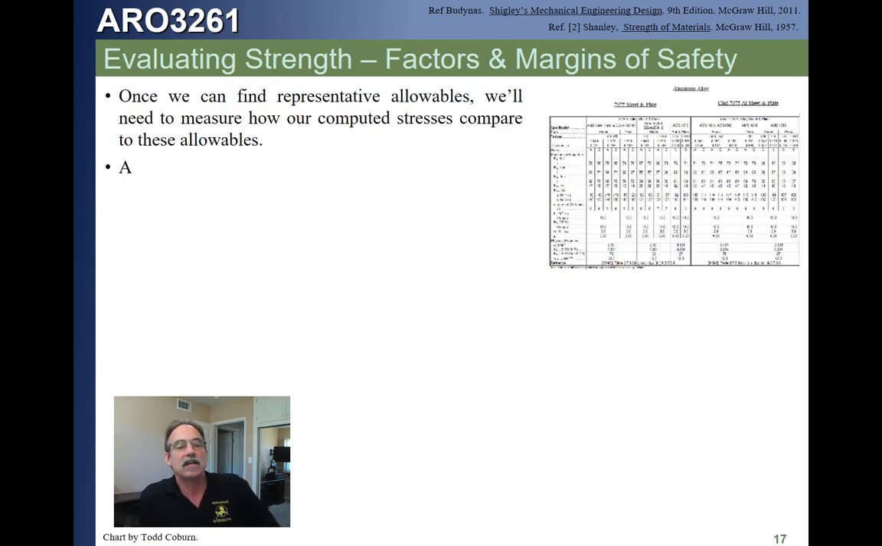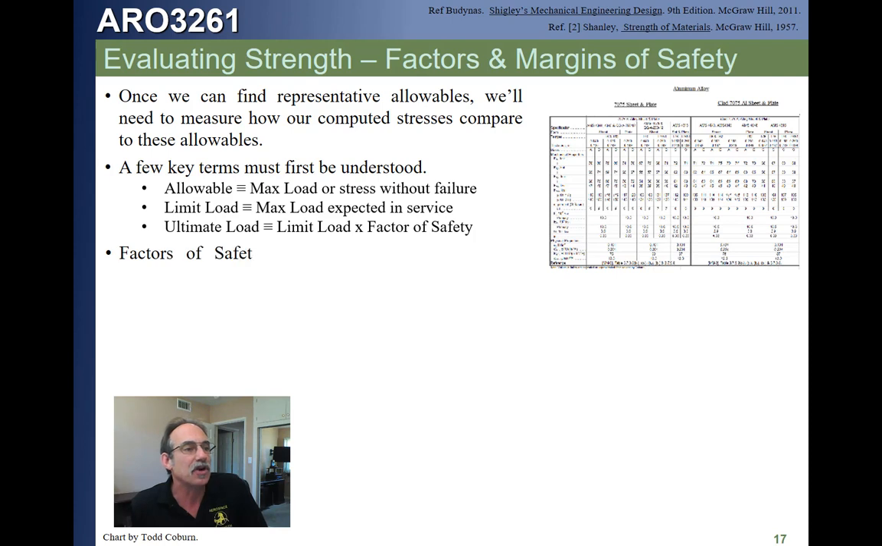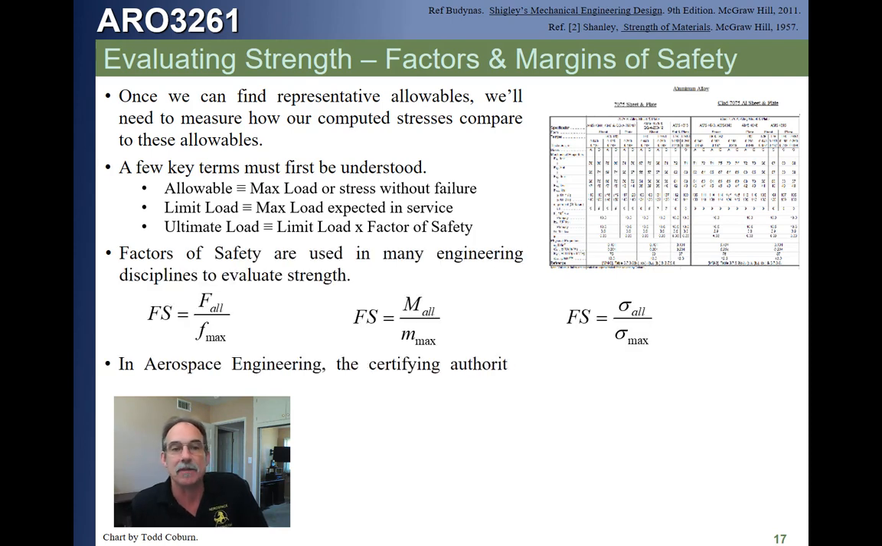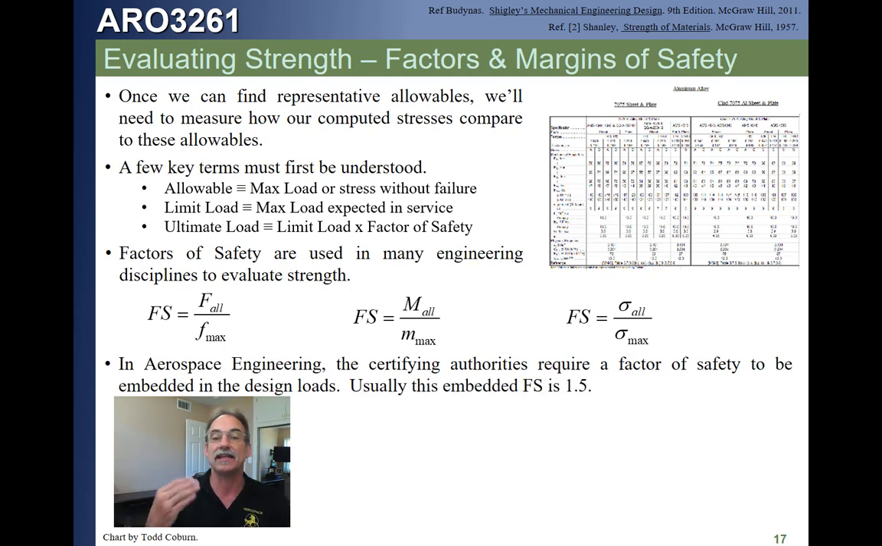Okay, we already talked about margin of safety and factor of safety. A couple other terms are in order. Allowable is the max load or stress that a material can withstand. We're going to use that as a generic term. We could talk about the yield allowable, FTY, or the ultimate allowable, FTU, or FCU. Okay? Those are all allowables. Later we'll get into stability allowables. Those are allowables also.